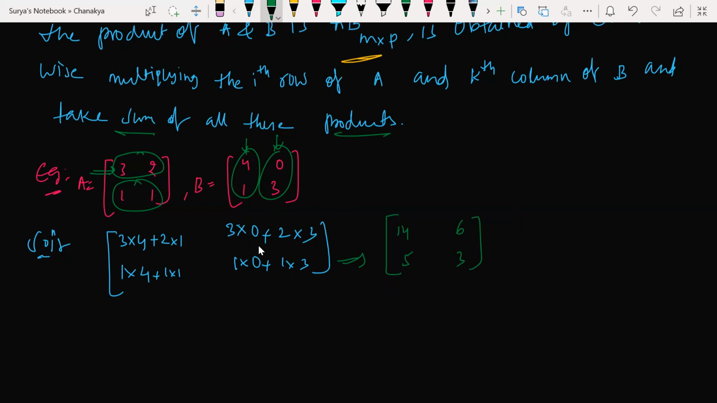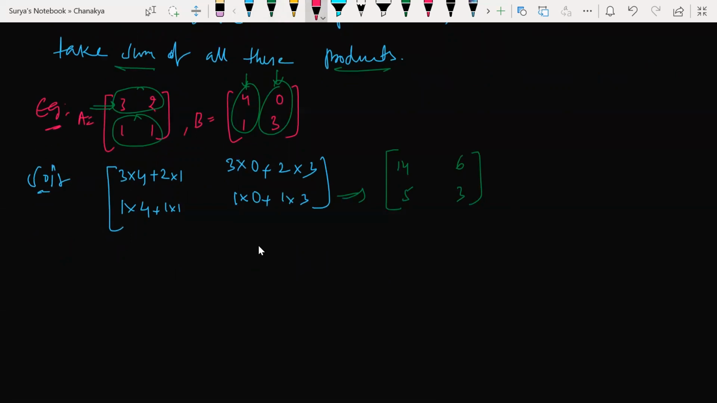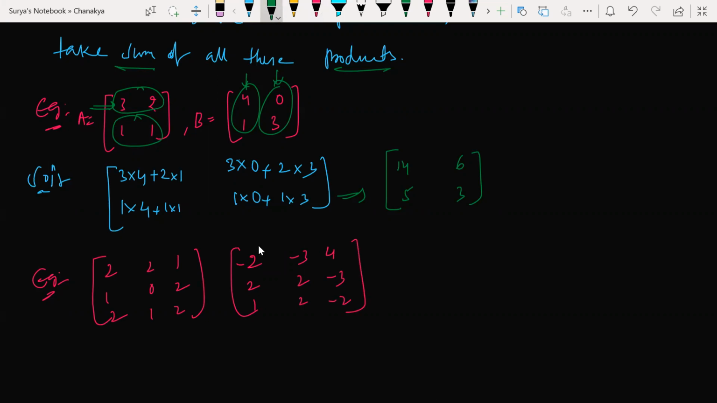Yes. So now I'll give an example. Look at this. Everyone should solve this. 2 2 1, 1 0 2, 2 1 2, times 2 minus 3 minus 4, 2 2 minus 3, 1 2 minus 2. Multiply. First 2 times minus 2, sir. No, you just tell me the answer finally.